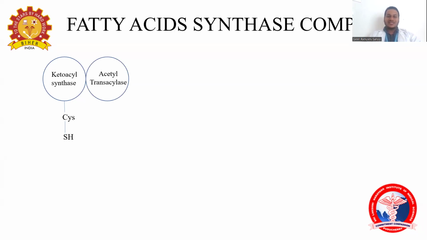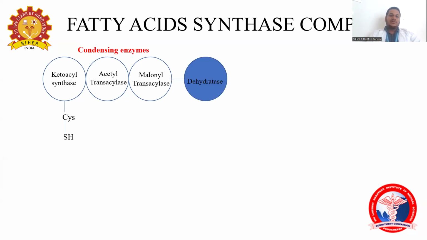Next we have acetyl-CoA transacylase, which is combined with ketoacyl synthase. Next to acetyl transacylase, we have malonyl transacylase. These three are known as condensing enzymes. Ketoacyl synthase, acetyl transacylase, and malonyl transacylase are known as condensing enzymes, where ketoacyl synthase will have cysteine as the amino acid, and also a sulfur bond will be there.